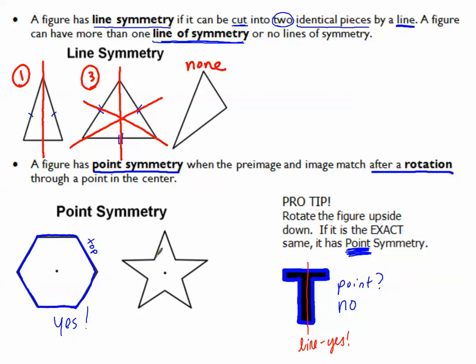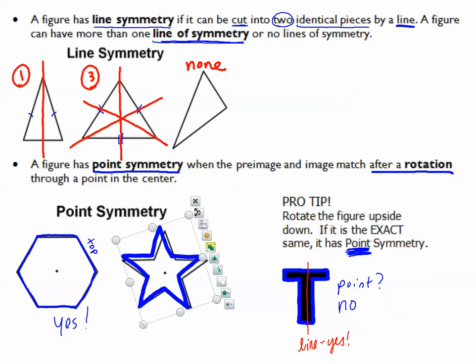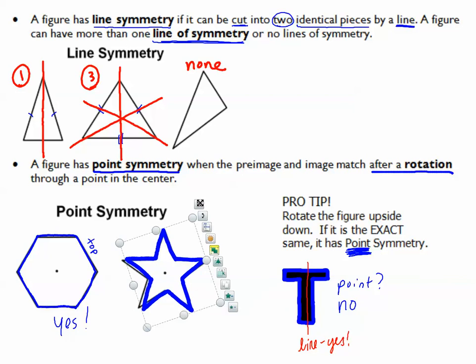How about the star? Did you figure that one out yet? Well, we can do like we did in the other ones. I'm going to outline it, and then I'm going to show you how I can rotate it. Let's take a look. I'm a little bit off center, but there we go. You see how it looks the same again before we get all the way back around? That means yes, it has point symmetry.